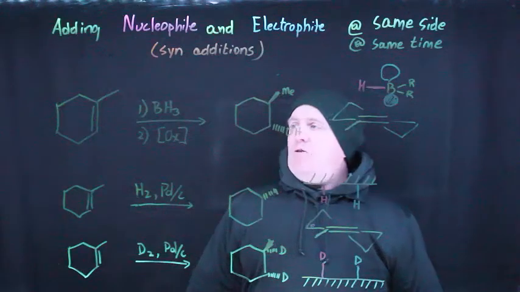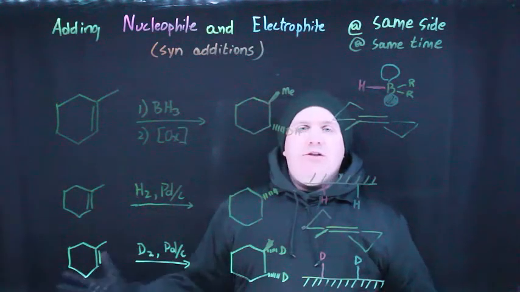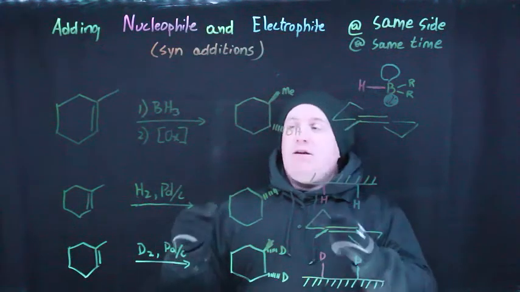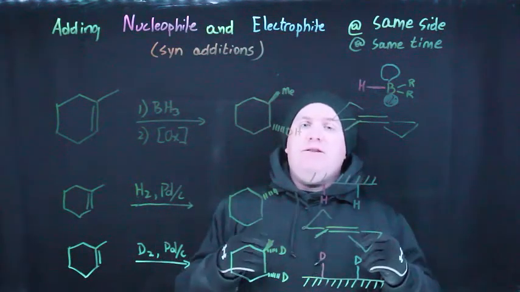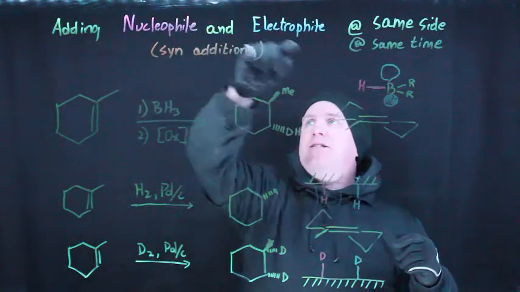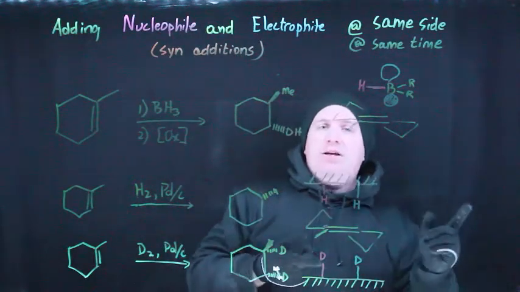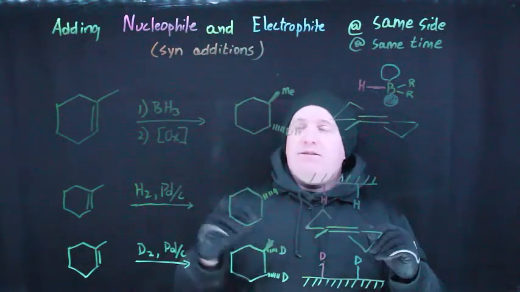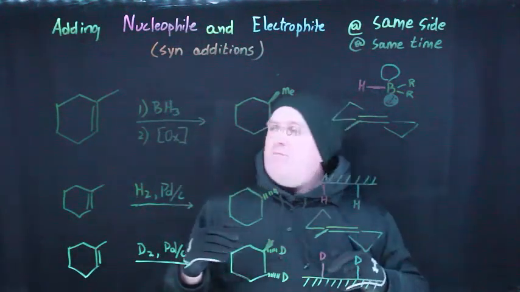This video is about the enormous pile of reactions wherein the nucleophile and the electrophile are both contained in the same reagent at the same time and attack the same side of the double bond at the same time. So in other words, what we're going to do here is add both the nucleophile and the electrophile at the same time and from the same side of the double bond. And since all of that's happening at the same time and from the same side, we call them syn additions.